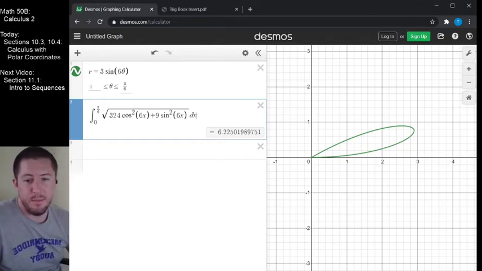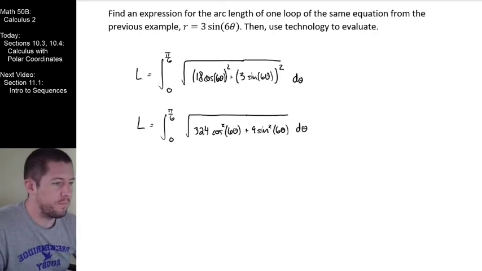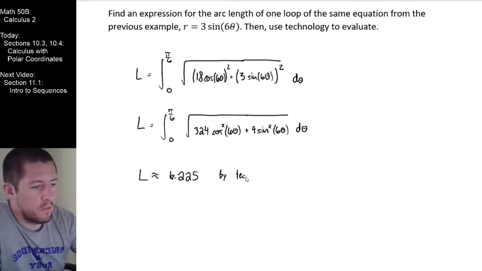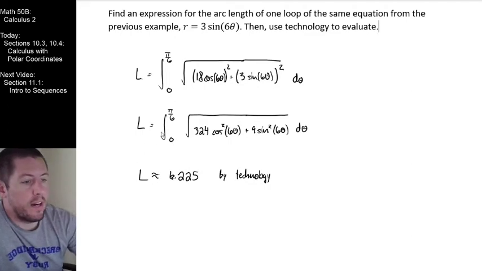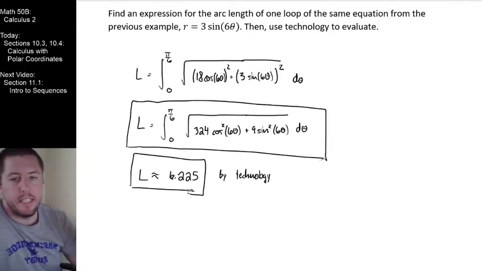It completely agreed with the estimate that I made for myself. So 6.225. Let's go ahead and throw that in here. So there we go, we found our expression for it. This was technically what I asked: find an expression that represents the arc length, and then we estimated it using technology to get 6.225.